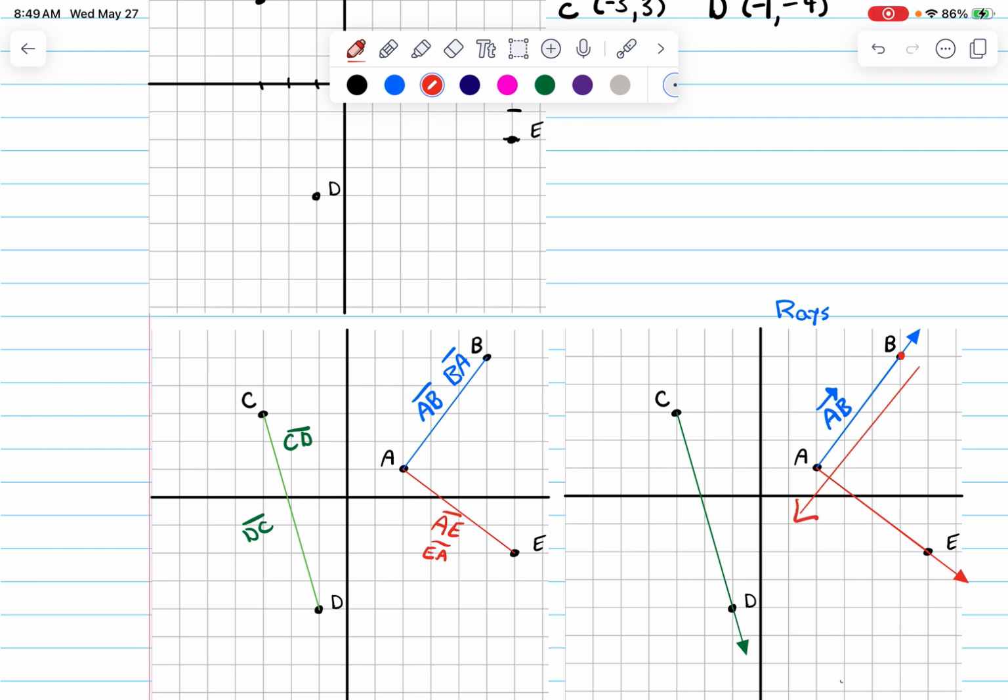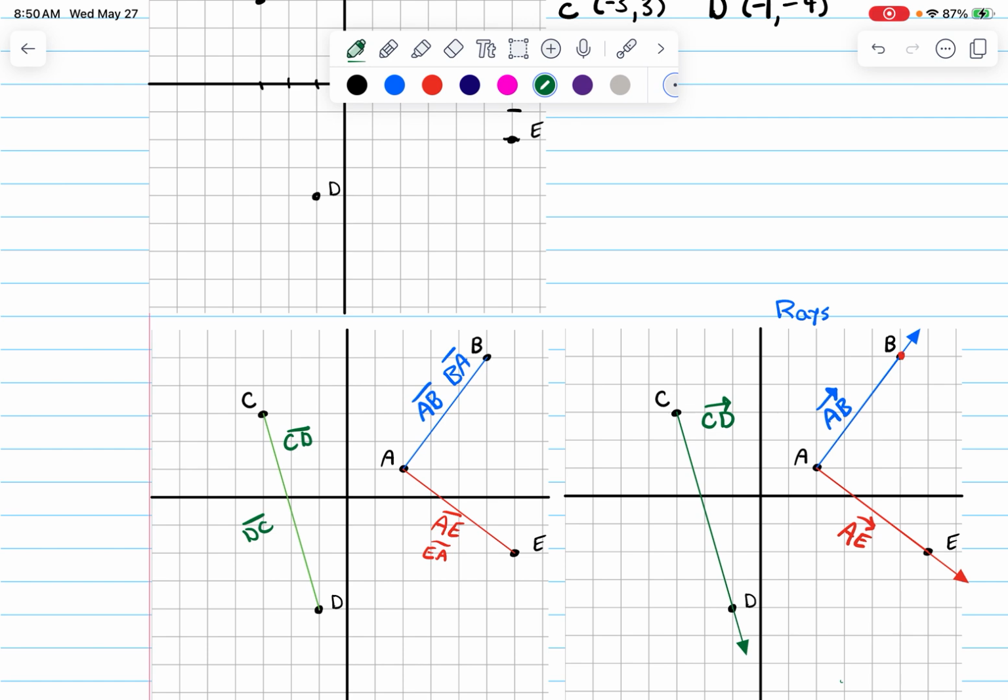Okay, it would go in that direction. And then it would be BA. So with rays, it's important which way you point, what letter you put first. Now over here, it's going to be AE, and I put a little arrow above it, because we start at A and go through E and go on forever in that direction. That's a ray. Over here, we've got CD. Put a little arrow above it. Those are what we call rays.